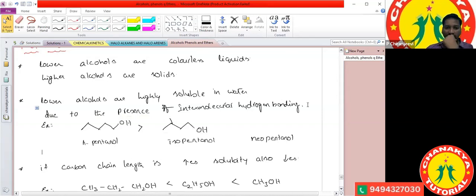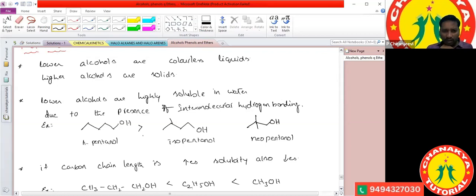Some more structures are mixing up. Neopentanol, we can write it like this. N-pentanol, isopentanol, and neopentanol. If you compare n-pentanol, isopentanol, and neopentanol, which one has the greater boiling point?